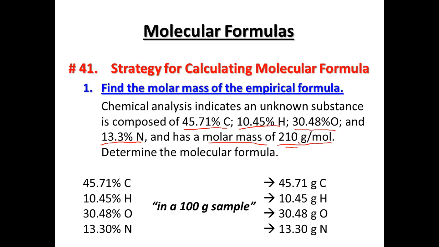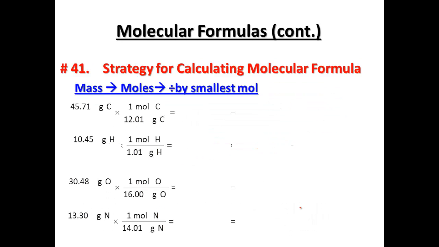So first off, to determine the molecular formula, our first step is we've got to find the empirical formula. So from our last section, we assume we have a 100 gram sample. So if we have 45.71% carbon, it would be 45.71 grams, 10.45 grams of hydrogen, 30.48 grams of oxygen, 13.3 grams of nitrogen. So once we have those masses, we need to go from mass to moles, and then divide by the smallest mole ratio.